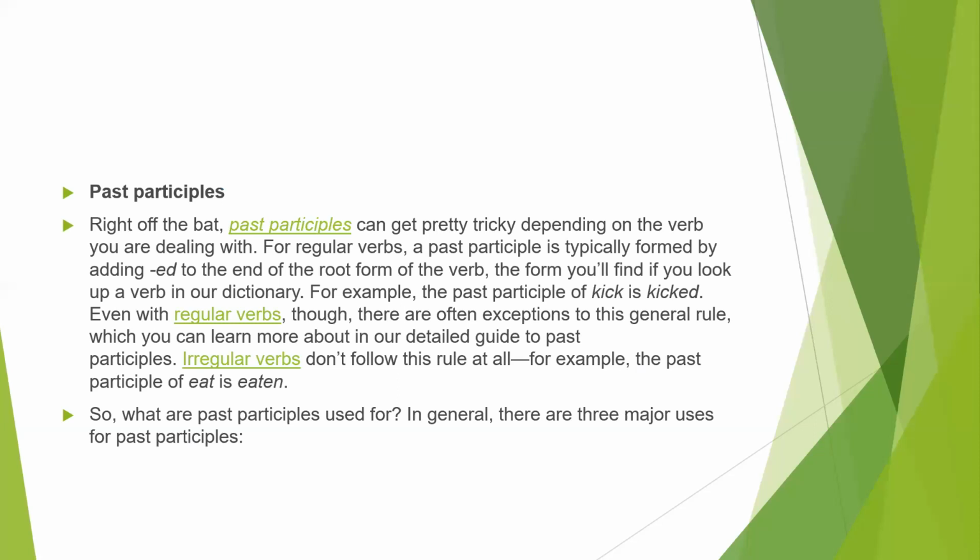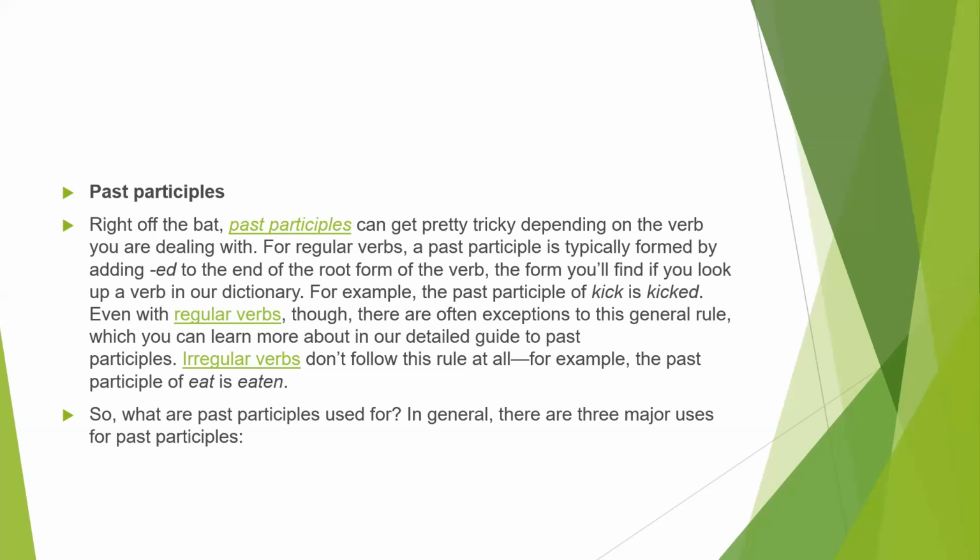So what is past participle? When you are using the past tense of the verb, or you are using ed or the past form of the verb. Right off the bat, past participle can get pretty tricky depending on the verb you are dealing with. For regular verbs, the past participle is typically formed by adding ed to the end of the root form of the verb, the form you will find if you look up a verb in your dictionary. For example, the past participle of kick is kicked.